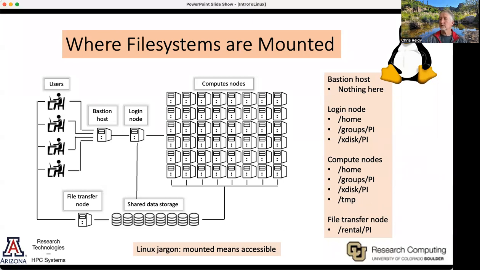And on the compute nodes, the additional path you can get to is /temp, and that's temporary space to use during your compute jobs. On the bottom left is the file transfer node, and that's set up for quick data connections and for transferring large amounts of data. And it has attached to it an extra connection to the rental storage.